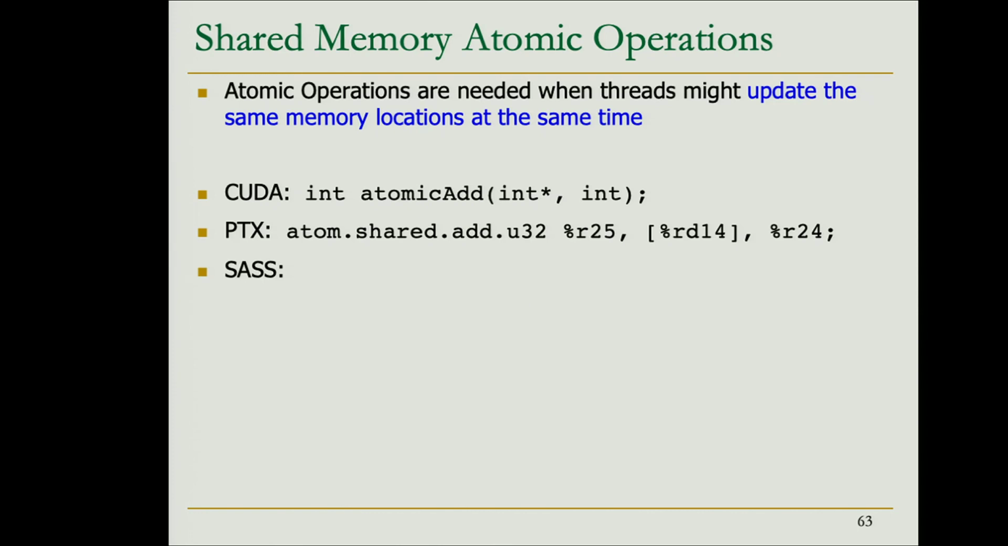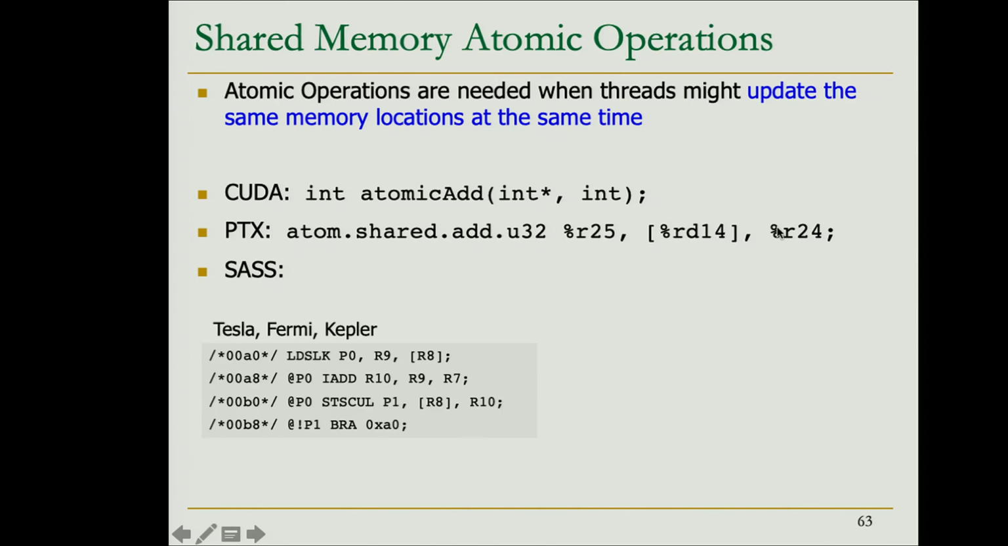Actually, if you read the PTX, you see that it is kind of simple to understand, right? So this is an atomic operation on shared memory. It's an atomic add on unsigned 32, 4 bytes, right? And this is the output. Typically, what this atomic add returns is the old value of this memory location. So this is the output, in register 25. This is the address, in RD14, the address in shared memory that we are updating, and this is the value that we are adding.